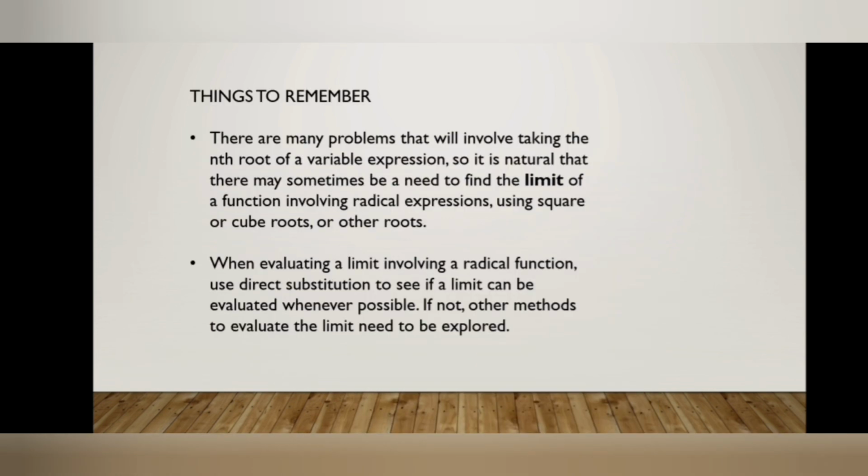Things to remember. There are many problems that will involve taking the nth root of a variable expression, so it is natural that there may sometimes be a need to find the limits of functions involving radical expressions using square or cube roots or any other root. And also, when evaluating a limit involving a radical function, use direct substitution to see if the limit can be evaluated whenever possible. If not, other methods to evaluate the limit need to be explored.